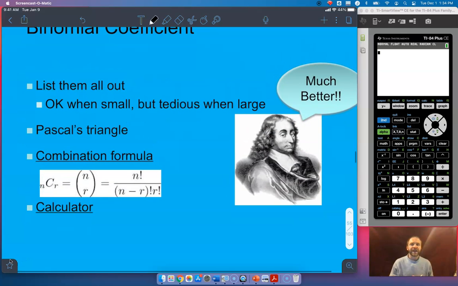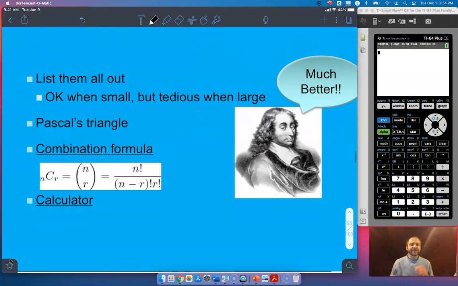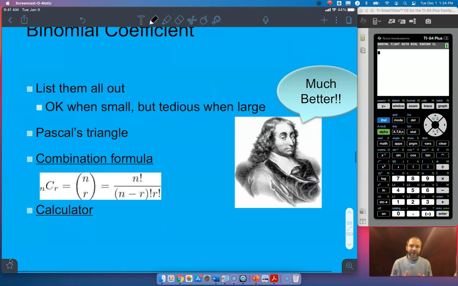We're going to use a binomial coefficient. We're going to use the combination formula. So sorry, Blaise Pascal, I know you worked really hard on that triangle. We're going to use this instead rather than your magnificent triangle. Don't get me wrong, I like it, but this is much faster for us, so I apologize. And we're going to use our calculator in the long run to help us as well.